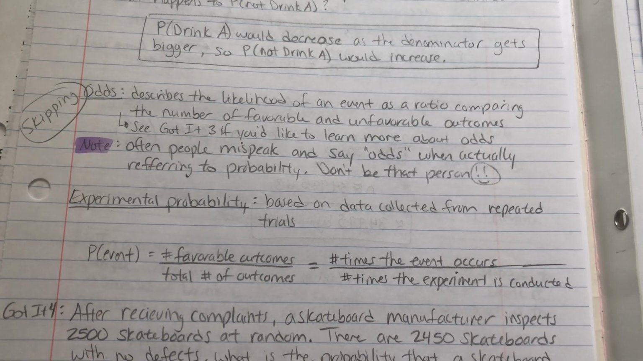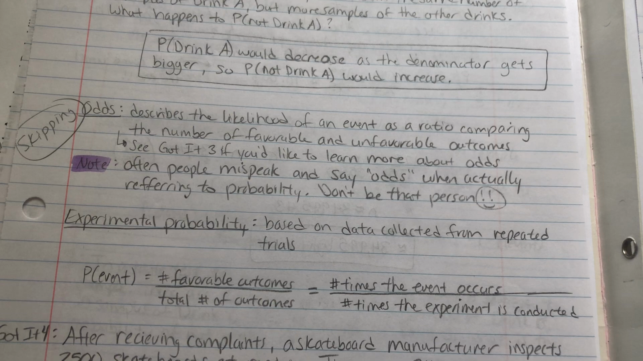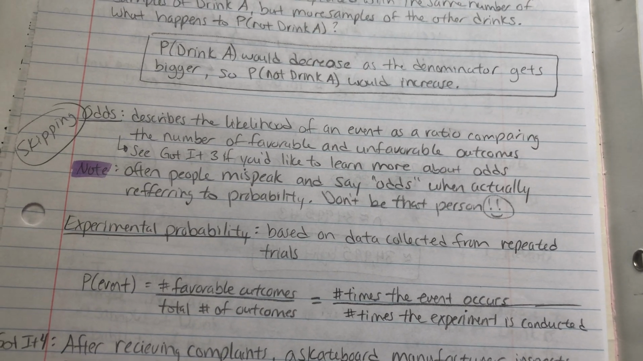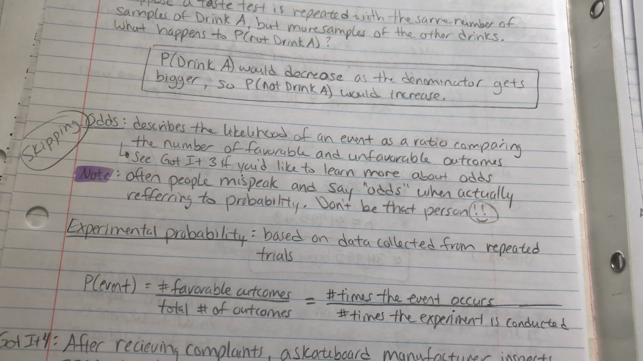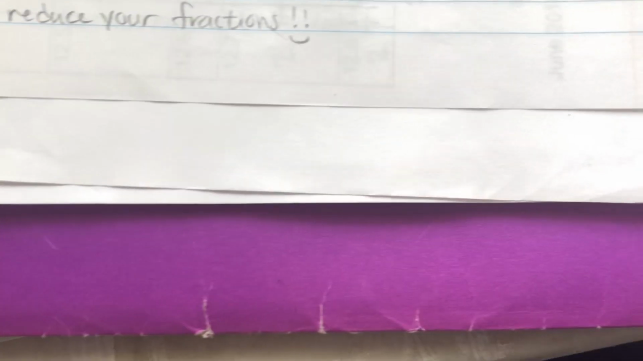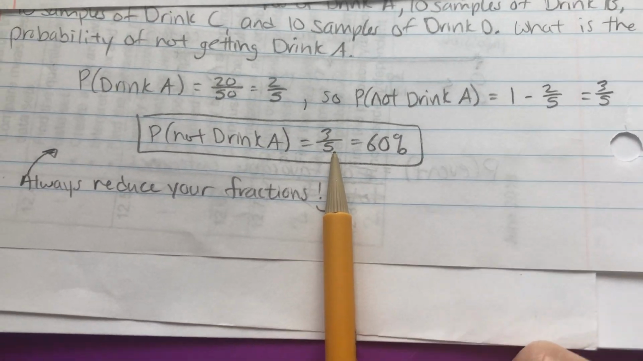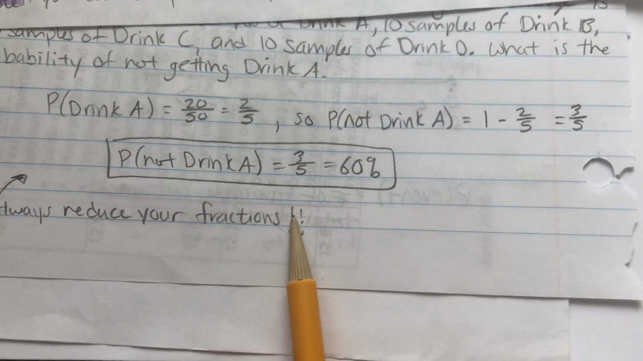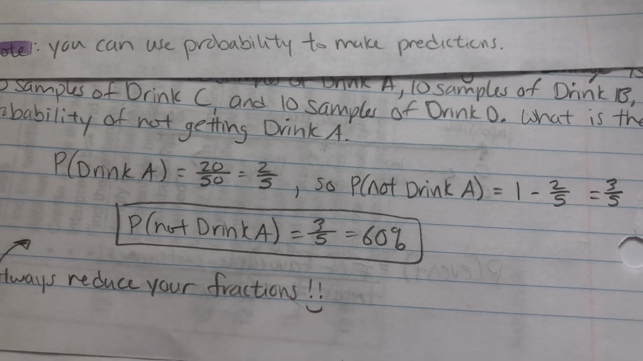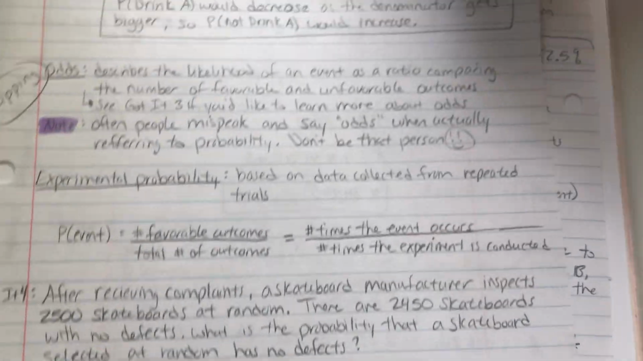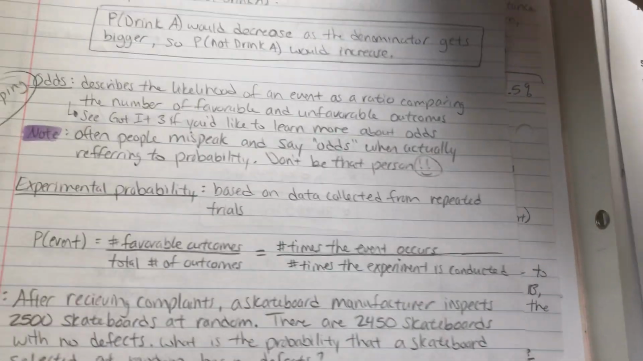I would have mentioned this last year as well. The only thing I want to say about odds is often students misunderstand them or misspeak them as probability. So if you ever say the odds of not getting drink A is 3/5, that's actually inaccurate. That is probability. Odds is when you say favorable outcomes over unfavorable outcomes. So your denominator is not the total, your denominator would be what's left over. So you don't want to get those mixed up.